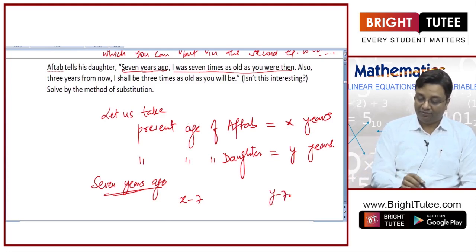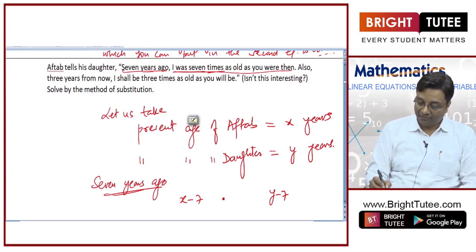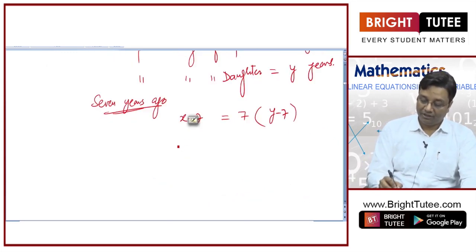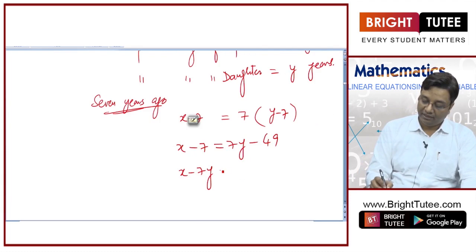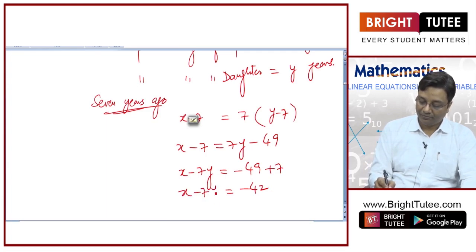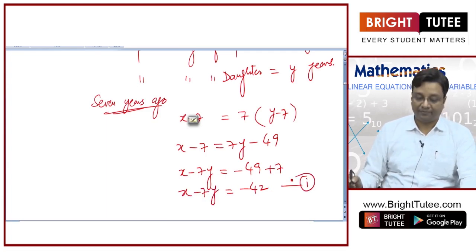And what was the relation between the two? That 7 years ago Aftab's age was 7 times. So x minus 7 was 7 times y minus 7. So this will give me my first equation, which is x minus 7 equal to 7y minus 49. So x minus 7y is equal to minus 49 plus 7, which is minus 42. So this is my first equation.